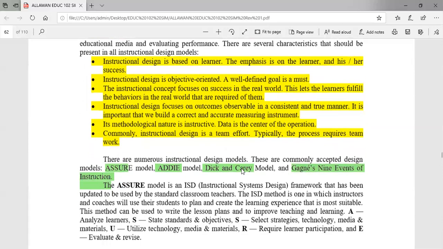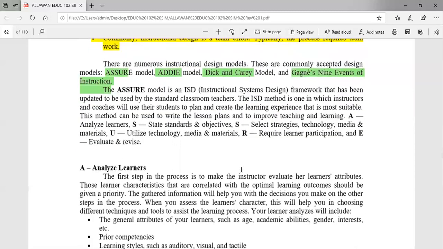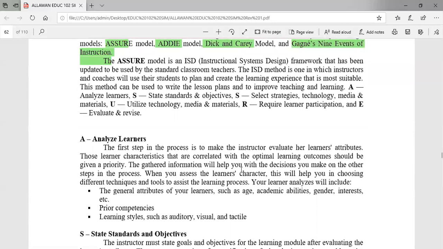The ASSURE model stands for: A is analyze learners. The first S is state standards and objectives. The next S is select strategies, technologies, media, and materials. U stands for utilize technology, media, and materials. R is require learner participation, and E is evaluate and revise. So the first step in the process is for the instructor to evaluate her learners' attributes, or to analyze the learners. The general attributes of the learners are such as their age, academic abilities, genders, interests, and etc.